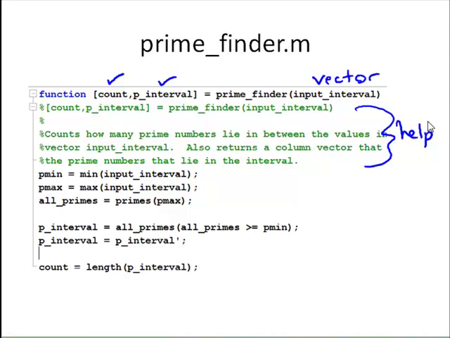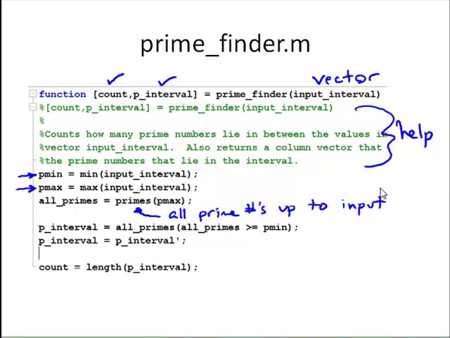Then what we're going to do, since we don't necessarily know which order the numbers in the input interval are in, we will explicitly get the minimum and the maximum numbers in the interval for our strategy to solve this problem. And then what I did is I'm using the primes function, which returns all prime numbers up to the input. So this function will return all prime numbers up to the value p max and assign those to the variable all primes.